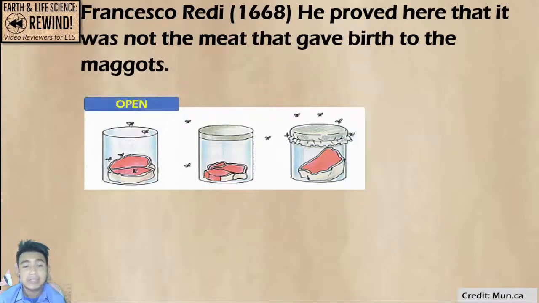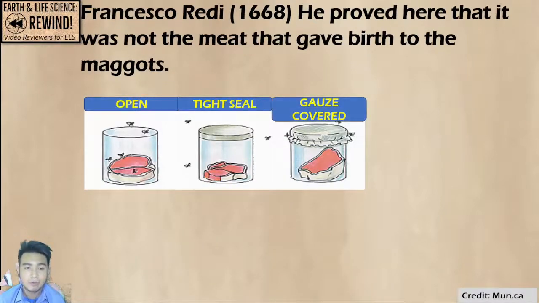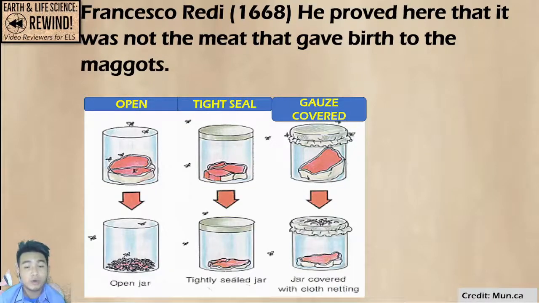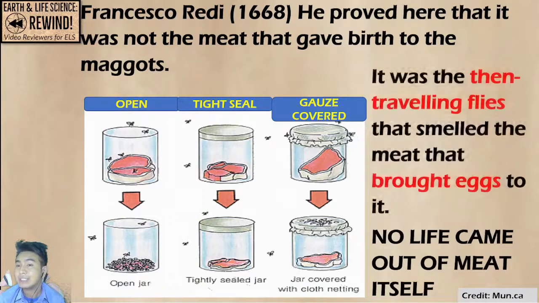How? He created three specimens of rotten meat. One had an open container, one had a tight seal with no air that could enter or exit, and one was gauze-covered rotten meat in which air could enter. The result is that only the open jar had flies around the rotten meat, which means that it was the traveling flies from other places that smelled the meat and brought eggs to it. So no life came out of the rotten meat itself.